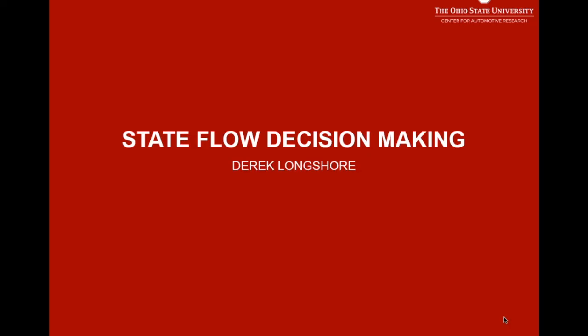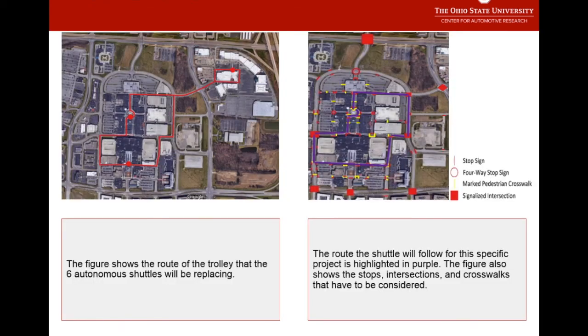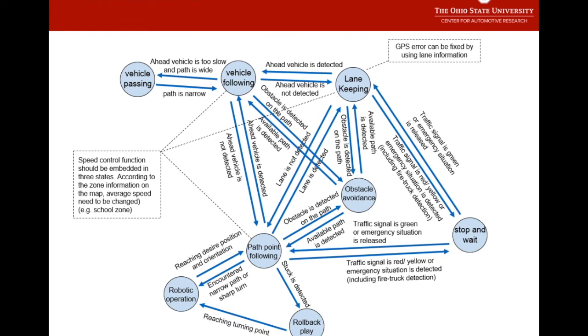Hello, this is Derek Longshore with the Stateflow decision-making portion of our final project. Here you can see the picture of the route the trolley would take and also the autonomous vehicles would take since we were replacing the trolley. The picture on the right shows all the stops that the vehicle has to consider. Here's the finite state machine.